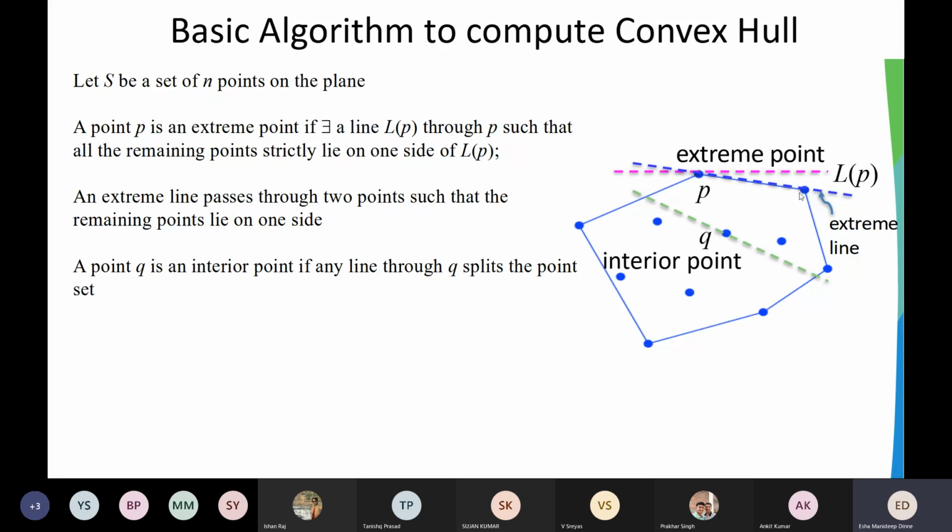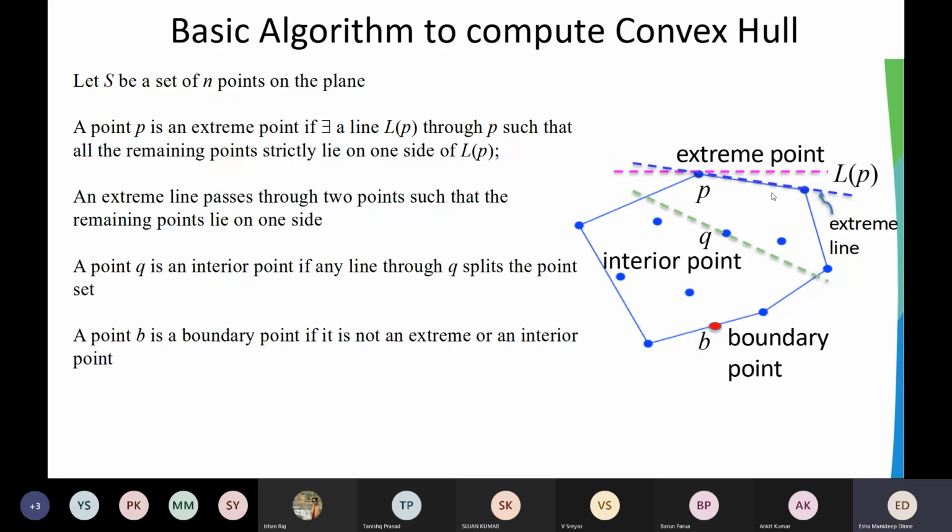Now this point is clearly not an interior point because you can draw a line like this and all the points are on one side. So this is an extreme point, and this blue line is an extreme line. You can see why, because all the points are on one side. And a point P is a boundary point if it is not an extreme or an interior point.